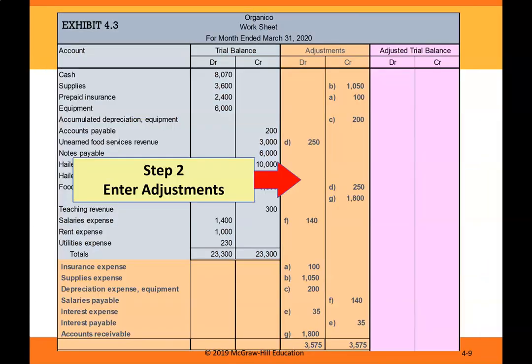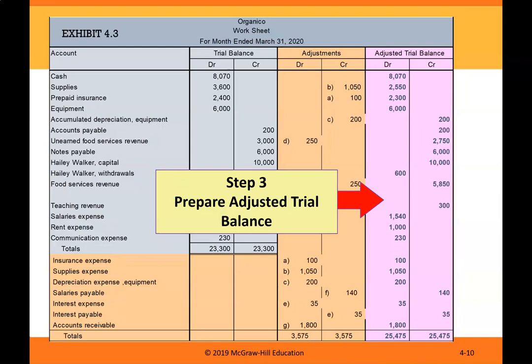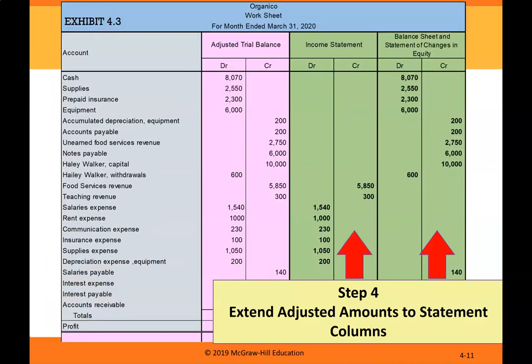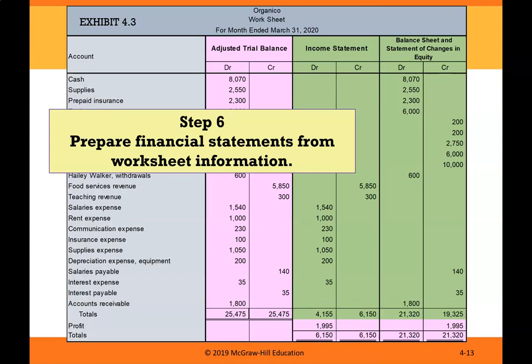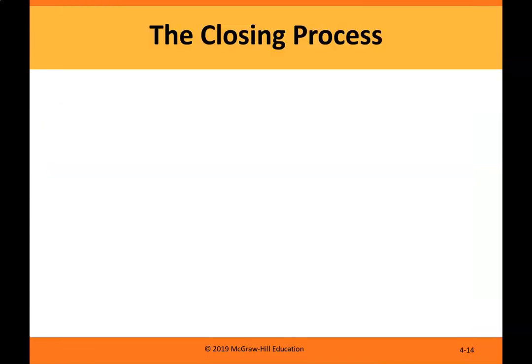Step 2. Enter your adjustments from your adjusting journal entries. Step 3. Prepare your adjusted trial balance, which is your trial balance plus or minus the adjustments. Step 4. Extend the adjusted amounts to the statement columns. So we're going to take everything from the chart of accounts or from the trial balance and either classify it as an income statement item or a balance sheet item. Step 5. Enter the profit and loss and balance the financial statement columns. Step 6. Prepare financial statements from worksheet information.